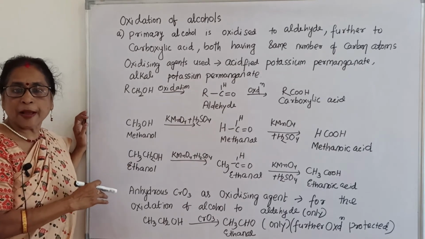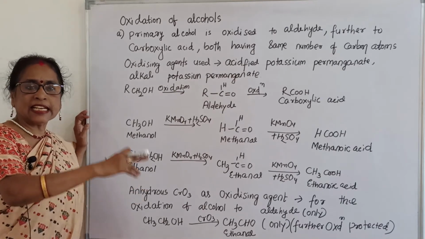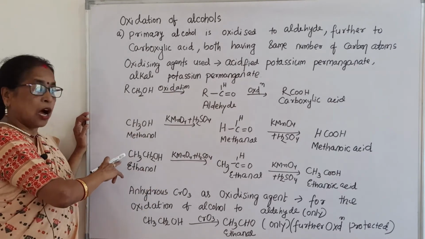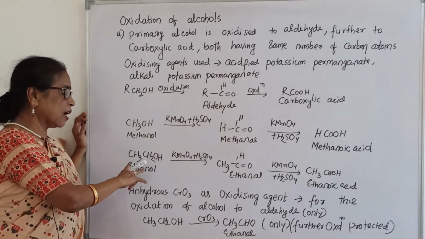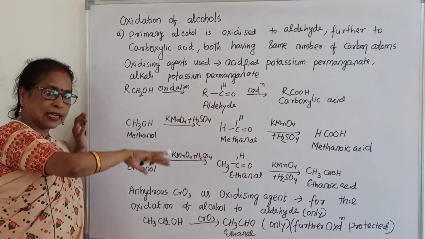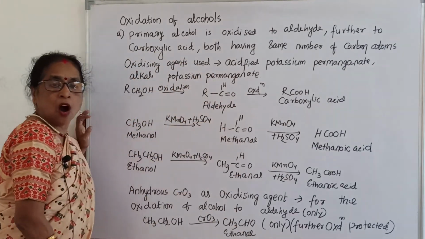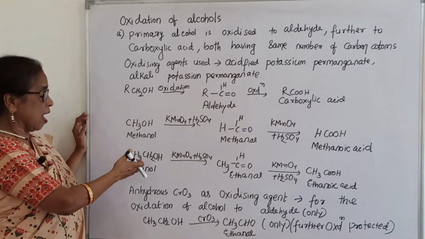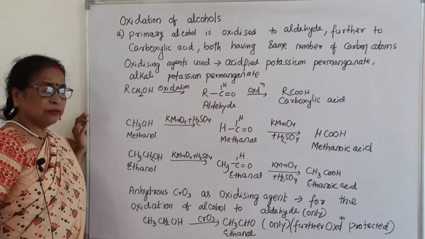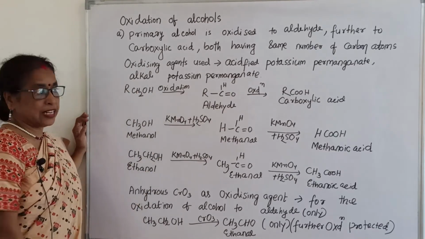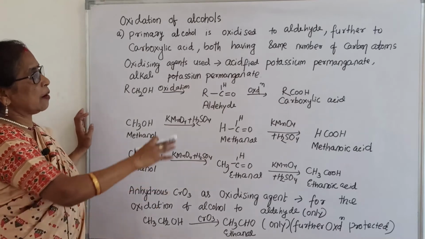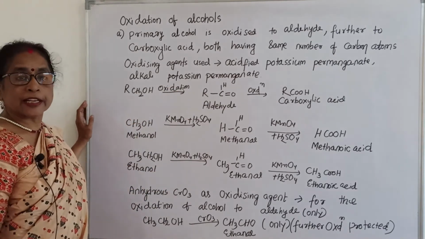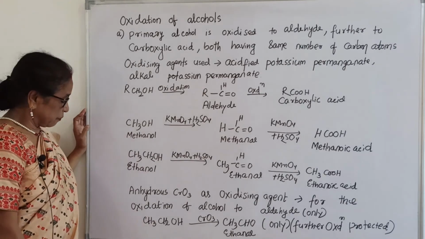Then what is the common name? Acetic acid. Acetic acid is the common name and ethanoic acid is the IUPAC name. So I hope it is clear. Ethanol gives ethanal, and ethanal gives ethanoic acid. All contain the same number of carbon atoms as the parent alcohol. This type of oxidation is very important, because acidified potassium permanganate or alkaline potassium permanganate are good oxidizing agents.